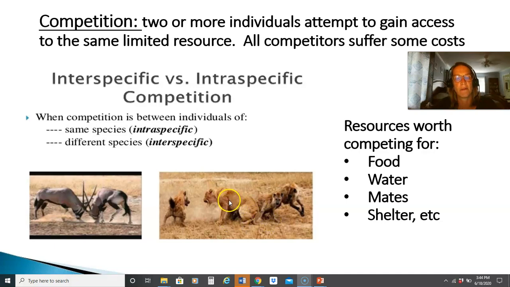Here you have a lion fighting with hyenas, probably over a food source like a carcass. That is interspecific competition. Two different species fighting over the same resource. Now, the resources that lead to competition can be extremely varied. So individuals can fight over food, water, mates, shelter, or any other resource that they need for survival or reproduction.